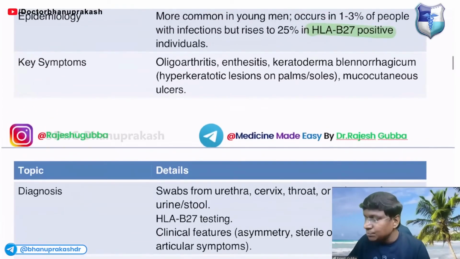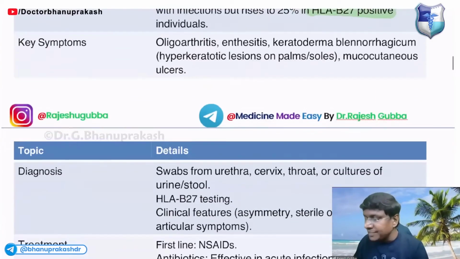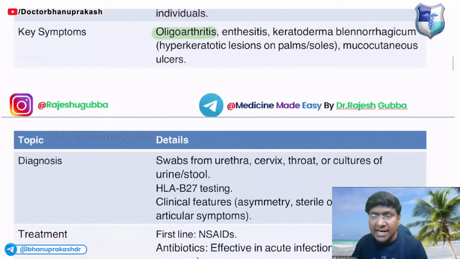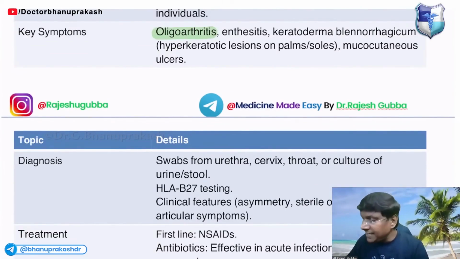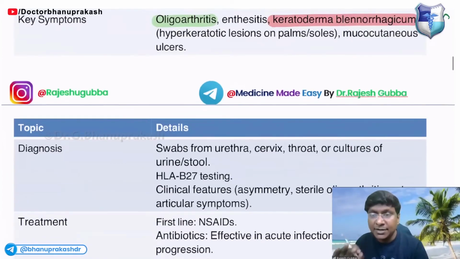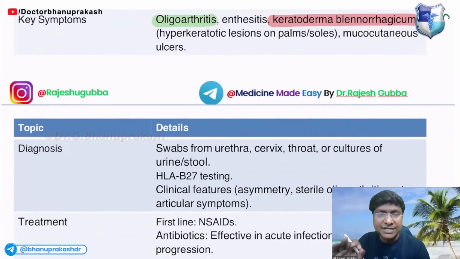Then next is the epidemiology. So please remember, this is more common in men than in women. So what is the important part of your arthritis? It is not polyarthritis, it is oligoarthritis, followed by enthesitis. Very important cutaneous manifestation: keratoderma blennorrhagica. What is keratoderma blennorrhagica? It is the presence of keratotic vesicles, hyperkeratotic lesions over the palm and sole of the foot. That is called keratoderma blennorrhagica.